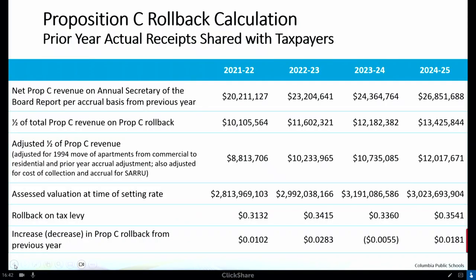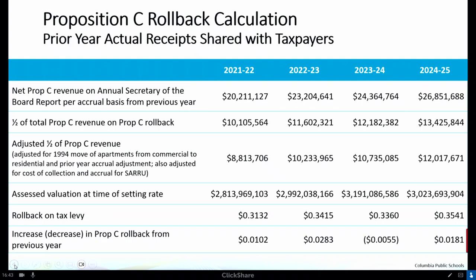So this is the Proposition C rollback calculation. Again, we're considering our prior year receipts, and just a reminder, the number that you're seeing there for 24-25 right now is an estimate, because we are accrual basis. We are one of only a handful of districts in the state of Missouri that do full accrual accounting, and so that means the sales taxes that are collected in June are not turned over to the district until August. That will come on our August DESE payment, which usually comes about the 20th. And so we haven't made it to that date yet.